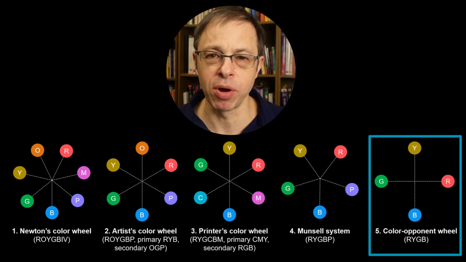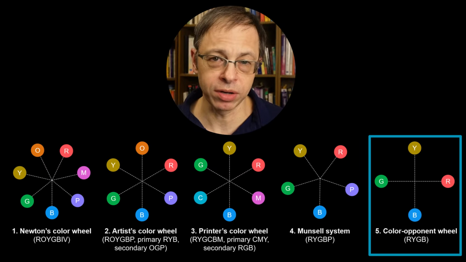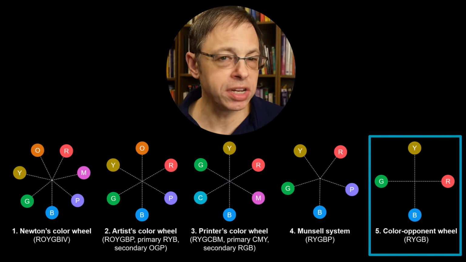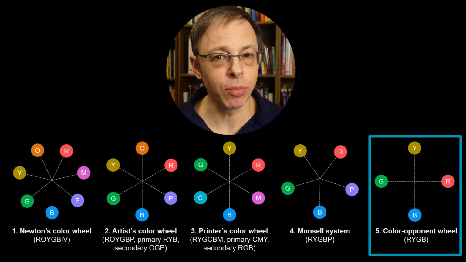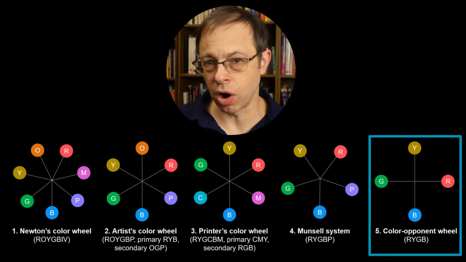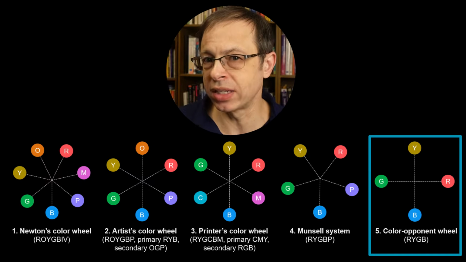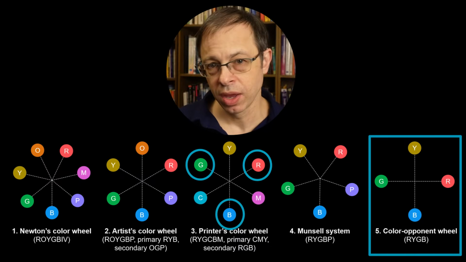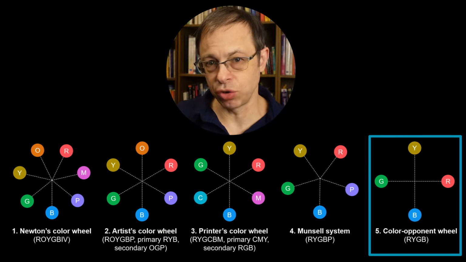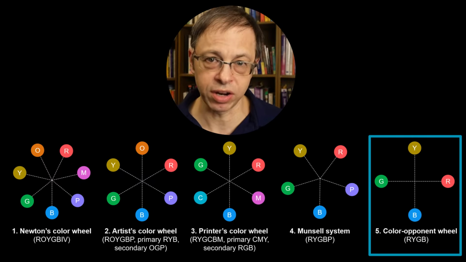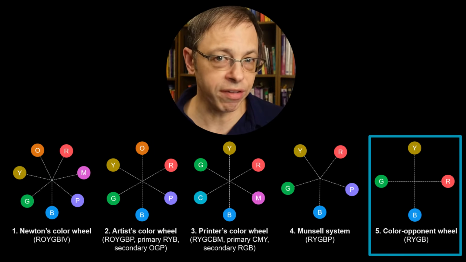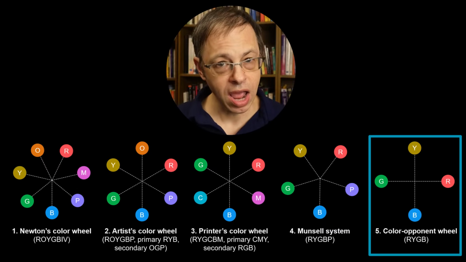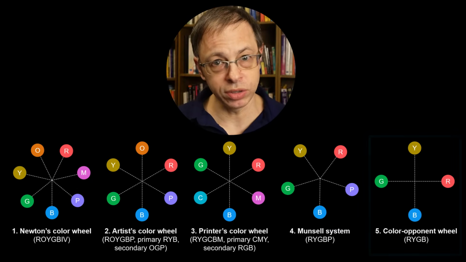Last, we have the color opponents color wheel. I consider this the most important of the color wheels. And as you'll see in just a moment, this color wheel is closest to how we perceive colors in the brain. And there's a reason why it's different from the RGB colors that we use all the time. Now, this color wheel has superior qualities when it comes to color psychology, artificial intelligence, and also color research.